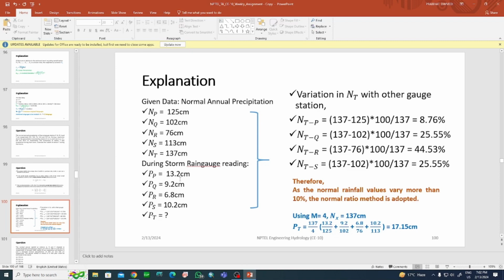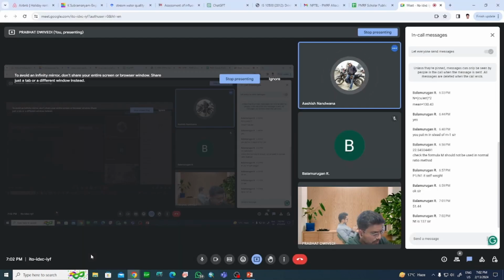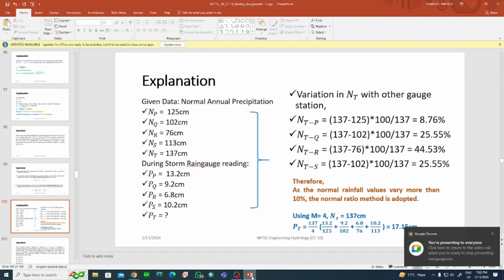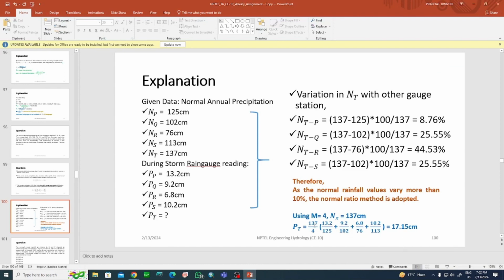We are getting the value of 13.2 for the rain gauge station at P. Likewise we have a minimum value of 6, so definitely it should range between 13 to 20 only. NT is 137, sir. Yes, NT is 137. So I have taken 137 here.